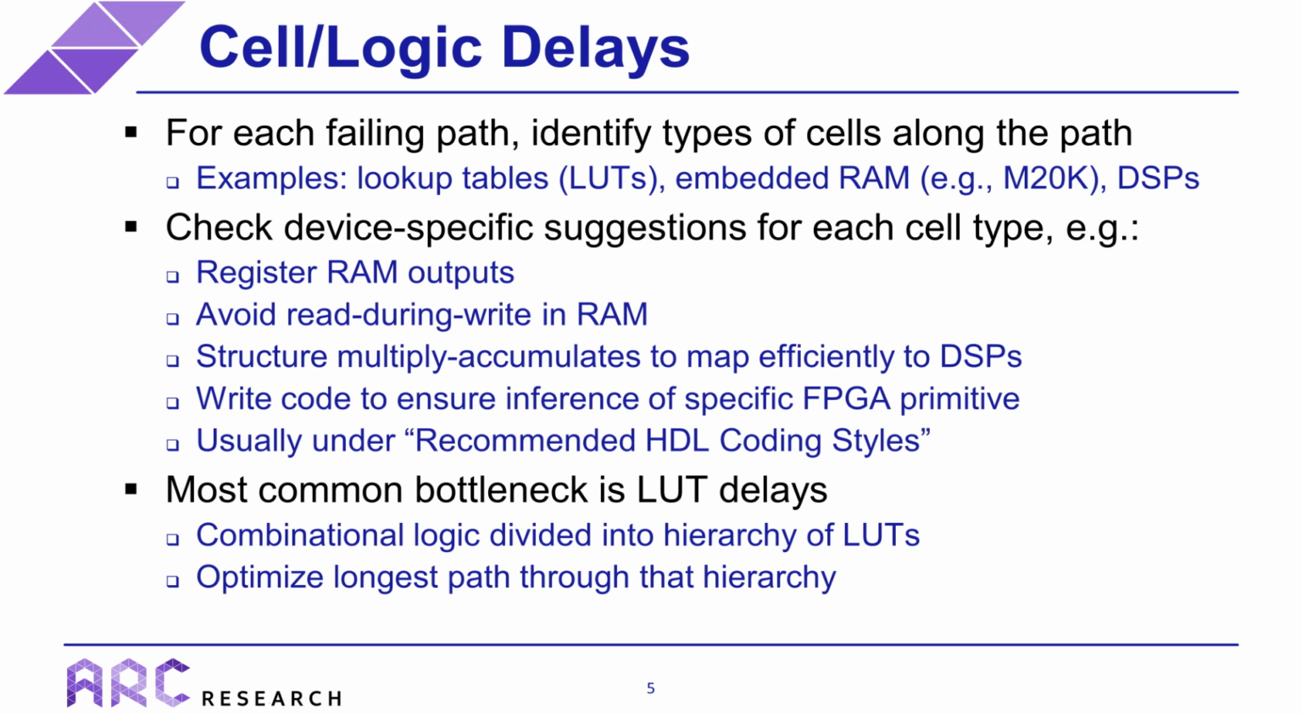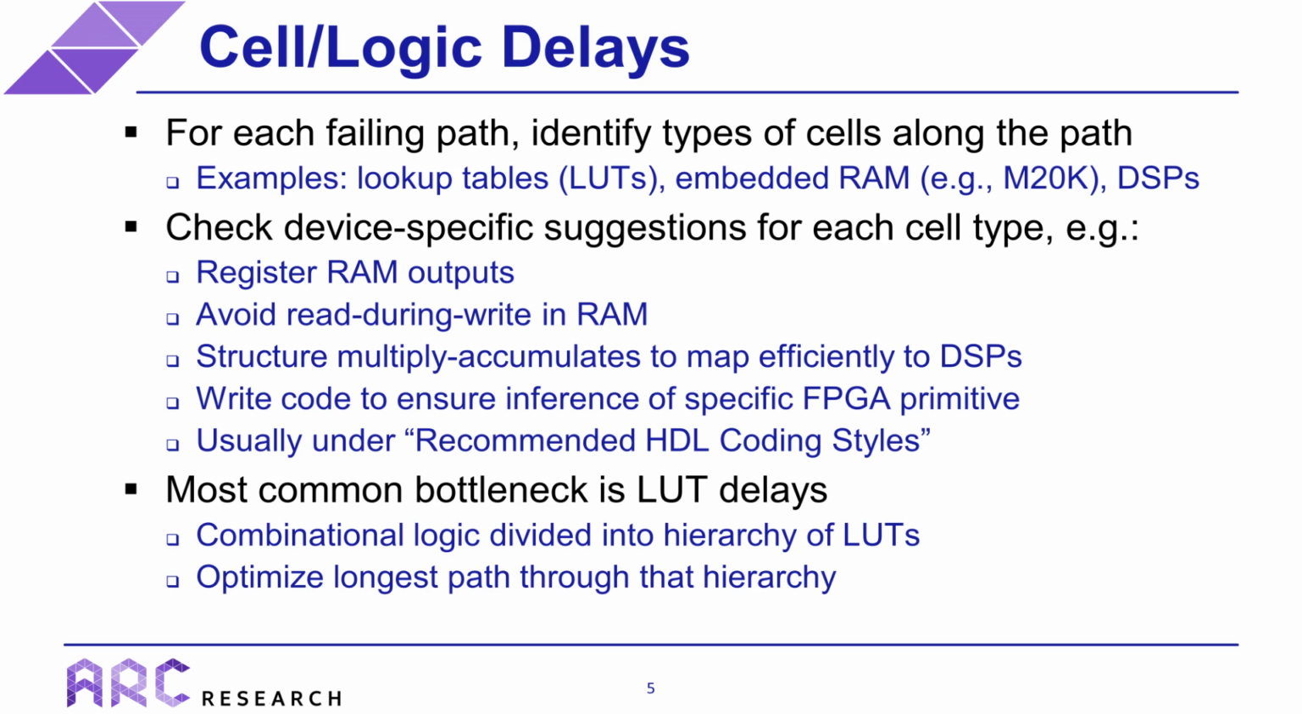So exact strategies vary across FPGAs, but common examples include registering the output of embedded RAM resources, avoiding certain read during write behaviors in RAM resources that can add extra logic and slow down your clock, structuring multiply accumulate operations to more efficiently map onto DSP units that are in your FPGA, and in general, just writing code that ensures the inference of a specific FPGA primitive by the synthesis tool. So to find this information for Intel FPGAs, search their documentation for recommended HDL coding styles, and that will basically tell you how to write code that will infer a particular type of resource during synthesis.